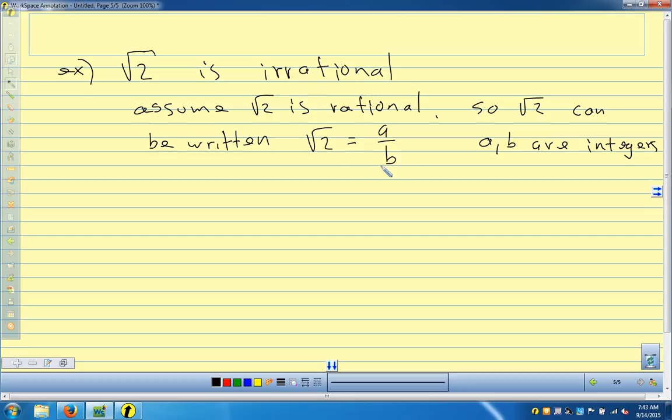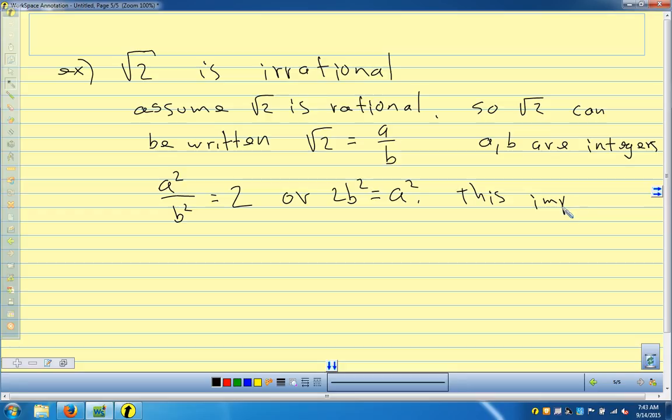So I'm going to square this now. So a squared over b squared equals 2, or 2b squared equals a squared. Well, what does this tell us about a squared? It's twice b squared. So a squared is 2 times an integer. So a squared is even.